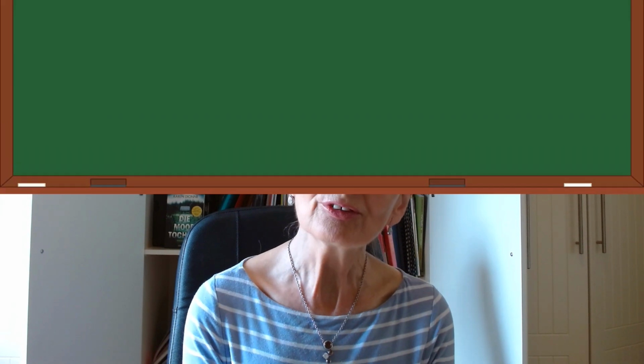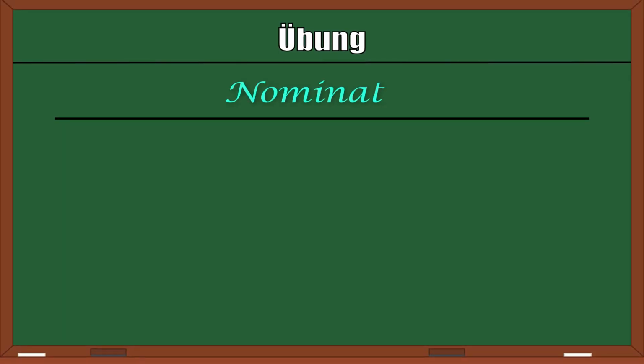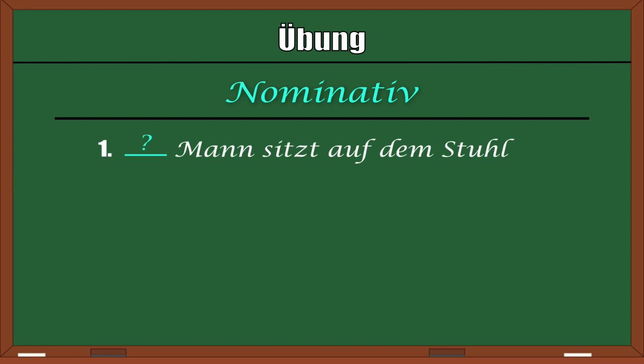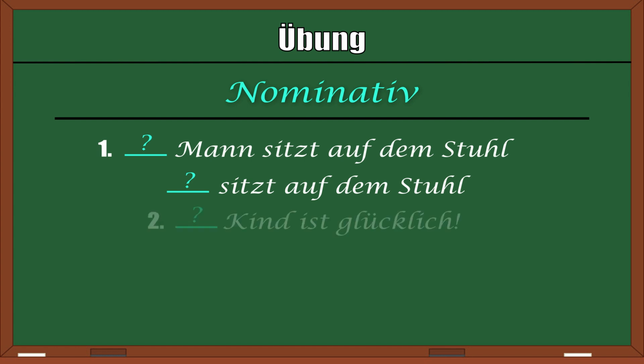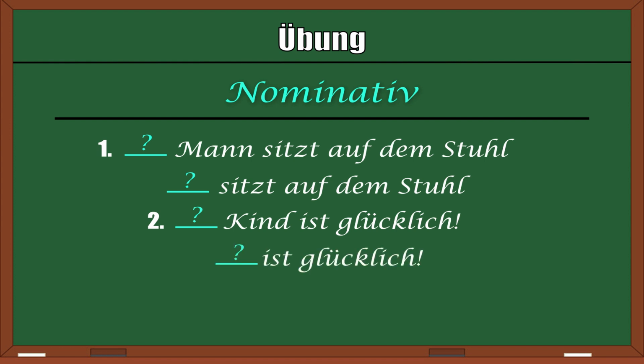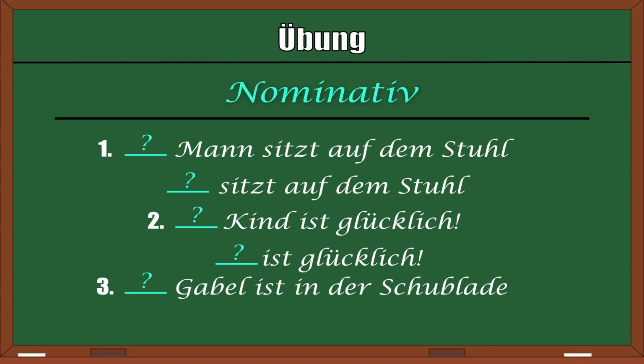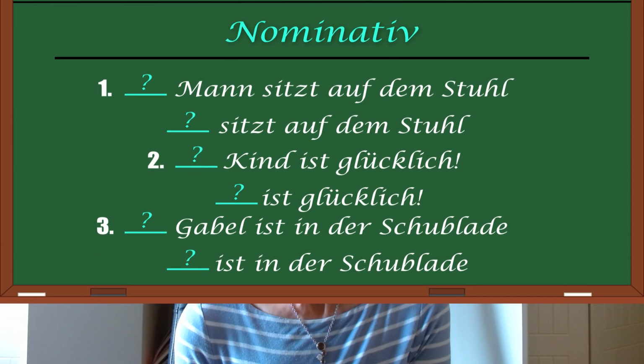I'm just going to do a bit of an Übung now to make sure that you have understood all of that. Nummer 1, was habe ich jetzt? Mann sitzt auf dem Stuhl. And the pronoun for that would be sitzt auf dem Stuhl. Next one, Kind ist glücklich. Gabel ist in der Schublade. Okay. Now die Lösung bekommt ihr am Ende des Videos. The solution you'll get at the end of the video.